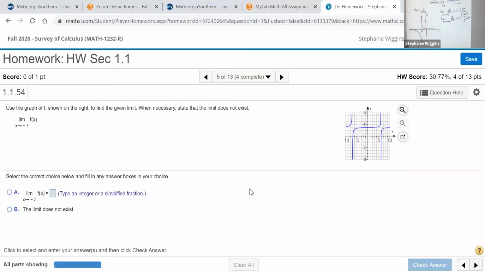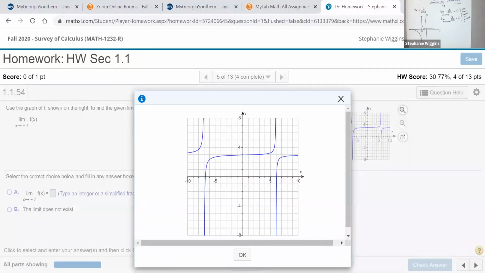Okay, now this is a limit of infinity situation. So let's look at the graph. The limit as x approaches -7 of f of x. Okay, so on the x-axis, I find -7, it's right there. And you can see, imagine, now this doesn't show it very well. They really should have had an asymptote drawn there.